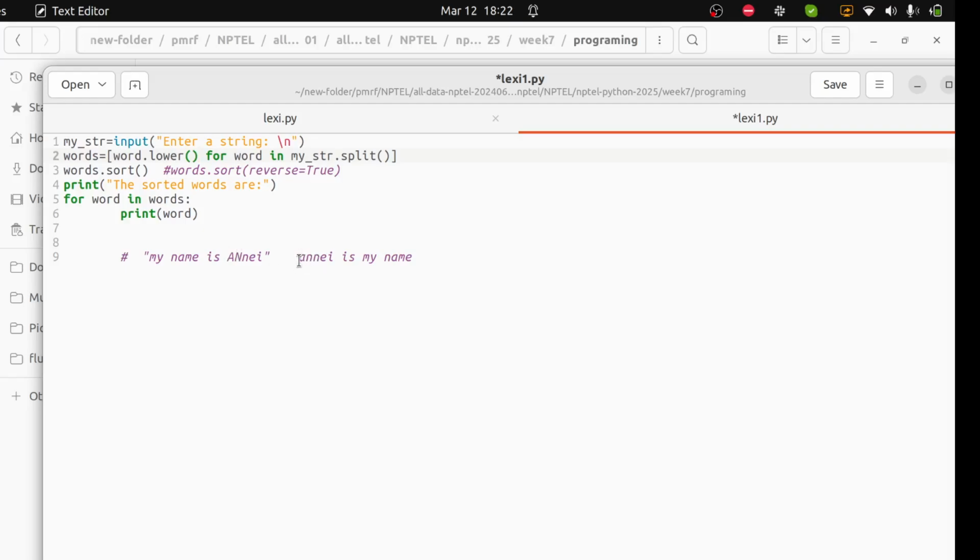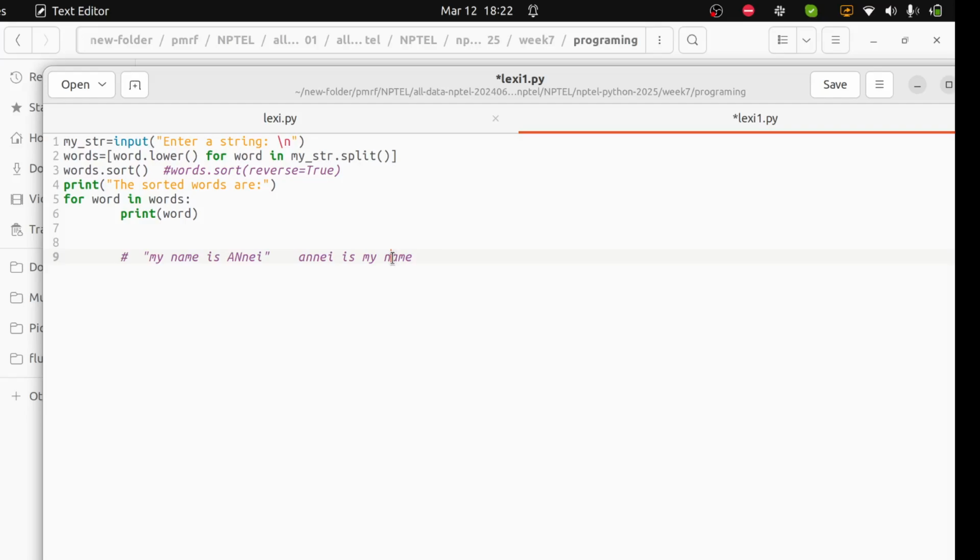You can see here NA, then IS. Why is it like that? Because among A and I, A is smaller than I. Then I is smaller than M, which is smaller than N. So we have to sort. We have mentioned what the words will be, and then we sort these words. words.sort is simply the one which will give the sorting of the words.